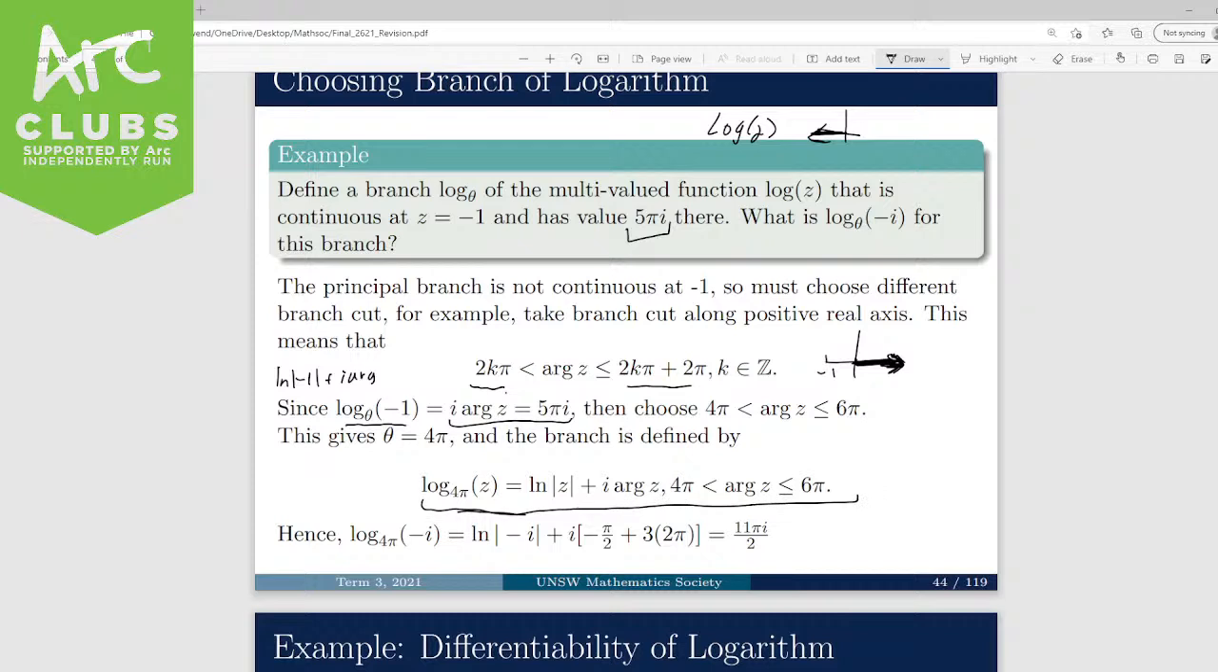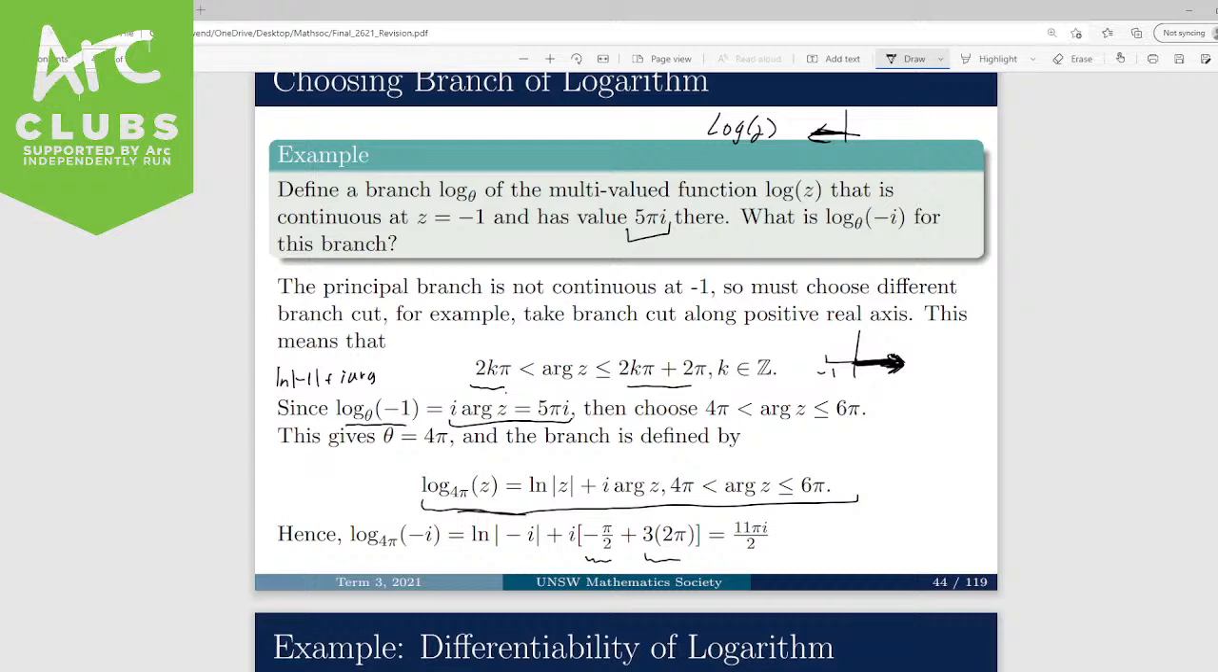When you evaluate log of negative i in that branch 4 pi, log of the modulus of negative i would just be log of 1, so it heads to 0 again. You have your usual principal argument of negative i, which would have been negative pi on 2. But as we've figured out at this point, your argument of z needs to be between 4 pi to 6 pi. So we're just going to keep adding multiples of 2 pi until we get there.